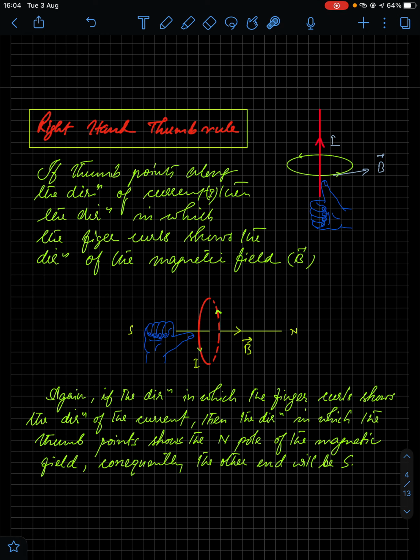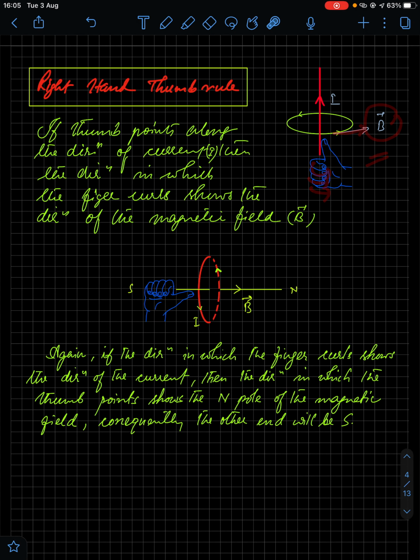Now how do you find out the direction of the magnetic field? By putting the right hand in this manner, and therefore it is called the right hand thumb rule. When you place the right hand in such a manner that the thumb is pointing towards the current, then the direction in which the fingers curl shows the direction of the magnetic field. This region is outside the page, and this region is inside the page or behind the page. So you place the thumb towards the direction of current, and the direction in which the fingers curl shows you the direction of the magnetic field.